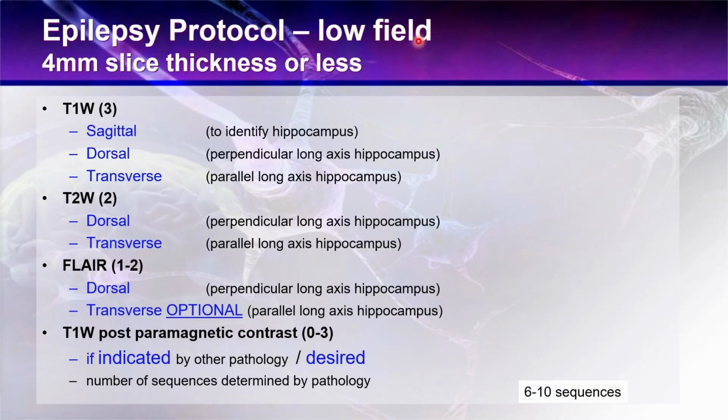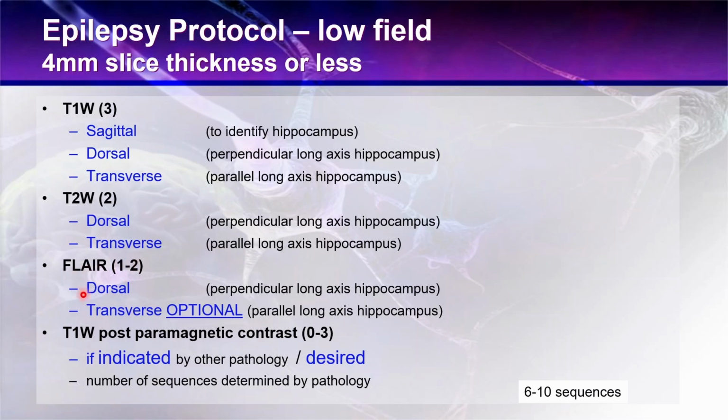This is for a low field machine, which means Tesla less than 1 T. And the difference with these scanners is they get poorer quality T2 weighted and FLAIR. The best anatomical images are going to be from the T1 weighted images, and so we need to have our 3 orientations in the T1 weighted: sagittal, dorsal and transverse. We do need to get T2 weighted because these are the best images for detecting edema.